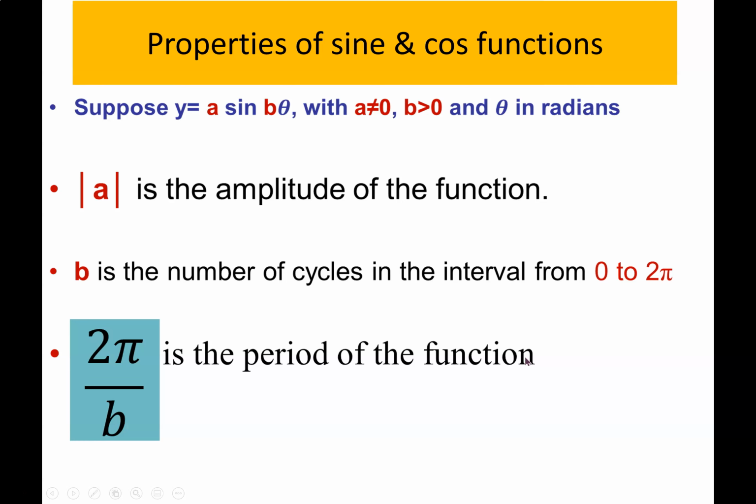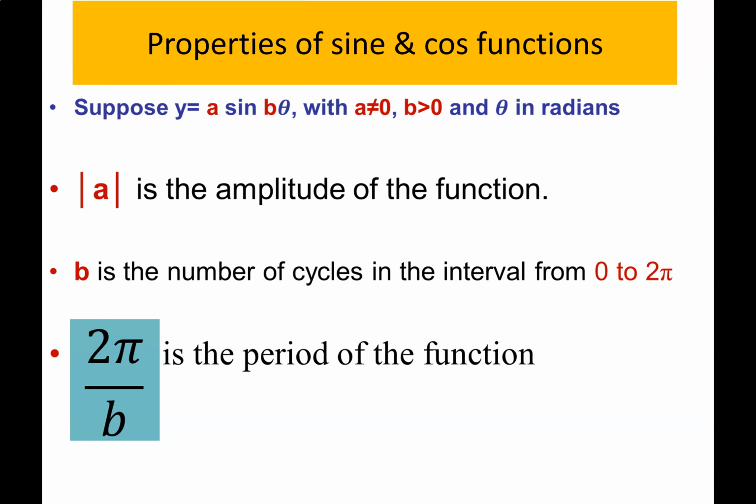Okay, so properties of sine and cosine. This you do want to copy down. It says suppose y equals a sine b theta. Sometimes you're going to see a theta here, sometimes you're going to see an x. Treat it in the same manner, please. A cannot be 0. B is going to be greater than 0. And theta will be in radians.